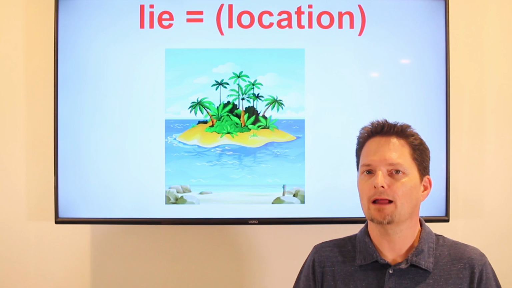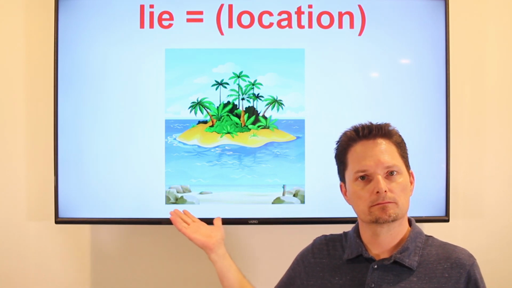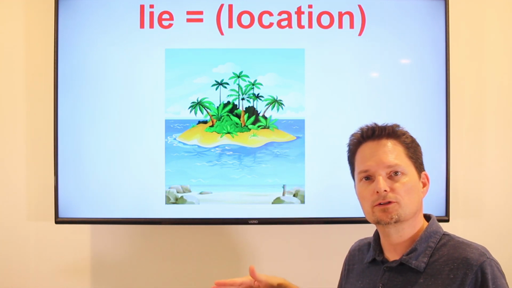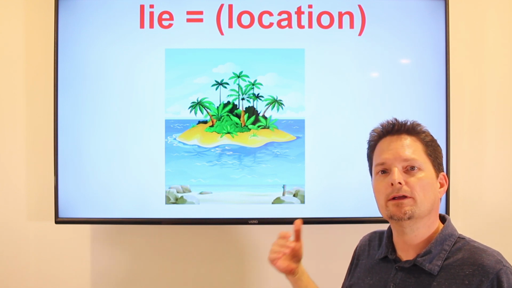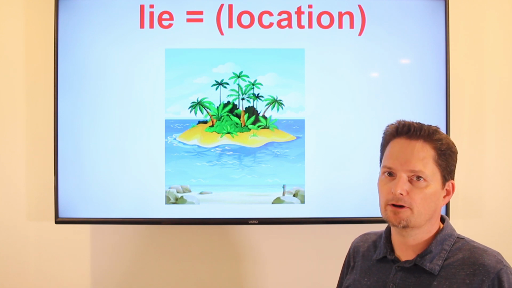And also, lie has another meaning: to give location. Example, the island lies off the coast. It means is. The island is off the coast. But we use lie to give location. It's formal and not very common.